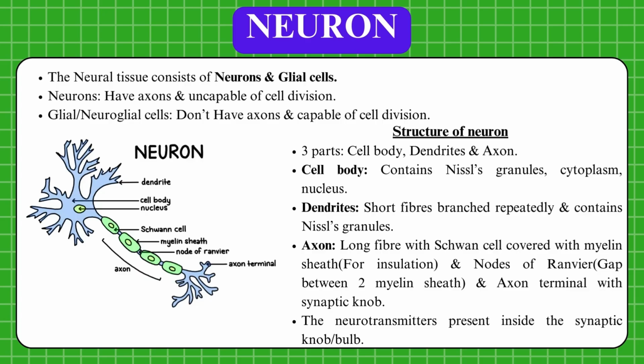Axon. Axon is a long fiber which arises from the cell body, covered with myelin sheath. The myelin sheath is used for insulation to prevent the transmission of impulses between the neurons, and nodes of Ranvier, which is the gap between 2 myelin sheaths, and axon terminal with the synaptic knob or synaptic bulb. Neurotransmitters are present inside the synaptic knob and transmit the impulses from the neuron.